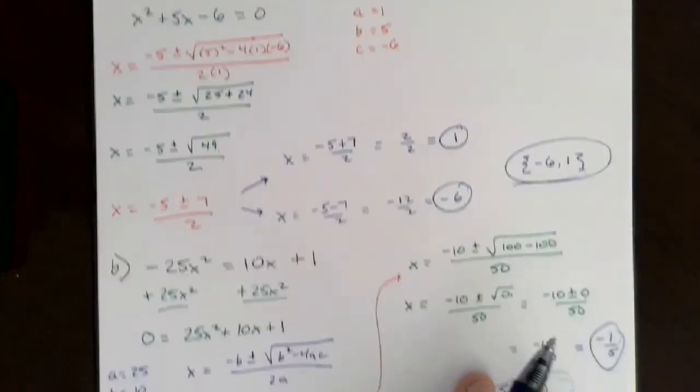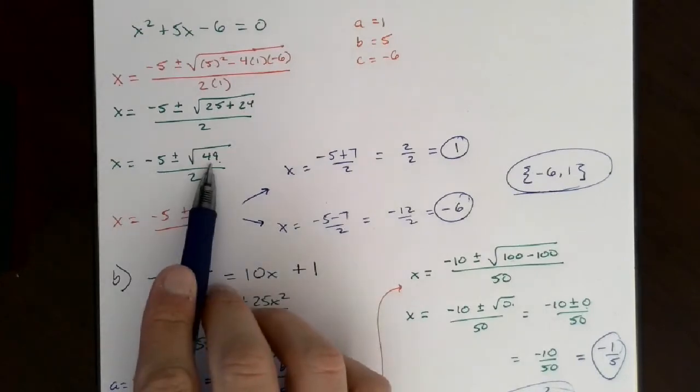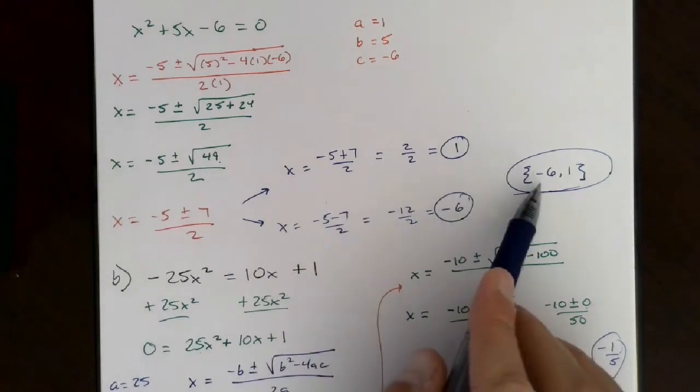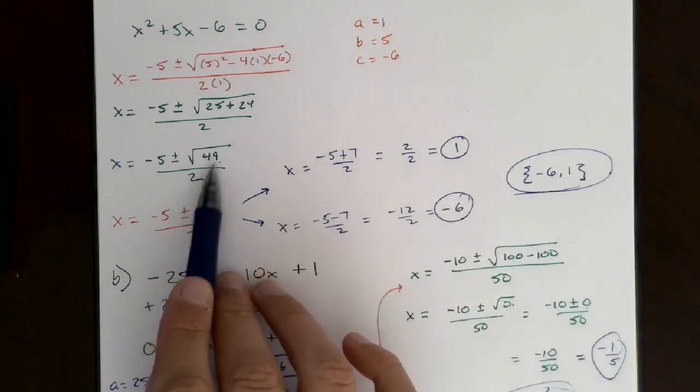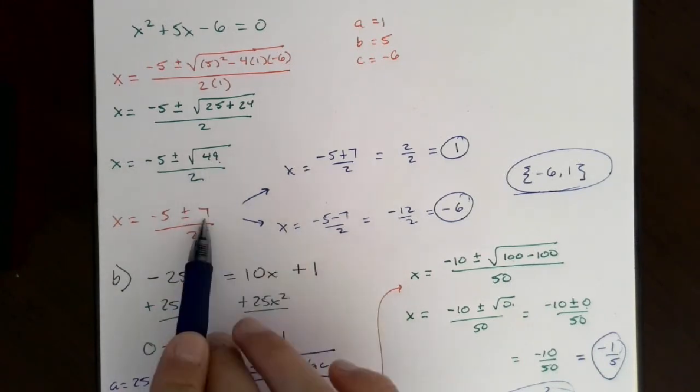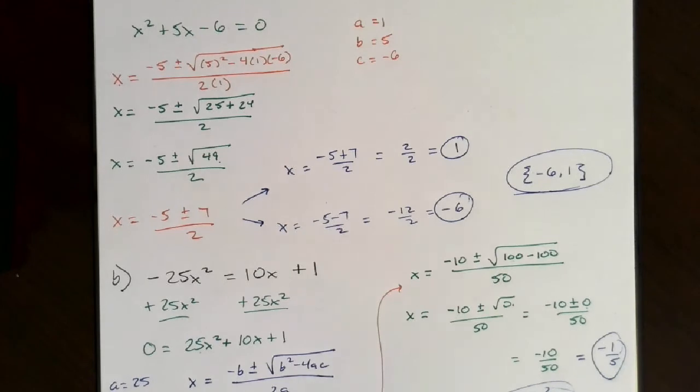Whereas in the previous problem, the part under the radical came out to a real number that's positive. So that's how you got real number answers here. Keeping in mind, though, that the square root of 49 came out to a perfect square as well. It won't always be a perfect square, but it can be.